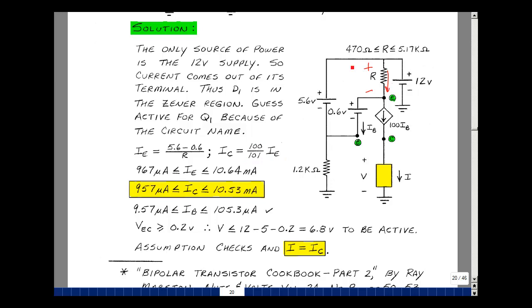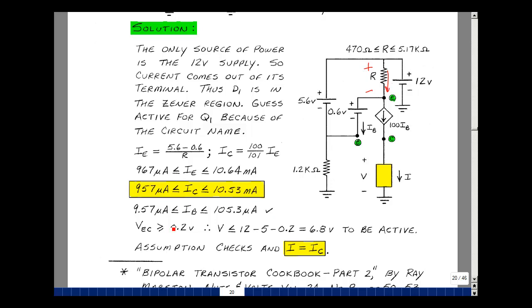If I plug in the value of 470 into this equation, I get 10.64 milliamps. If I plug in 5.17 k, I get 967 microamps. And then if I multiply these two by 100 over 101, I get 957 microamps and 10.53 milliamps. And that would be the collector current. Then divide that by beta F of 100, and you get the base current. The base current is greater than or equal to 0, no matter where I set that resistor. And so we are in the active region for that part of the check.